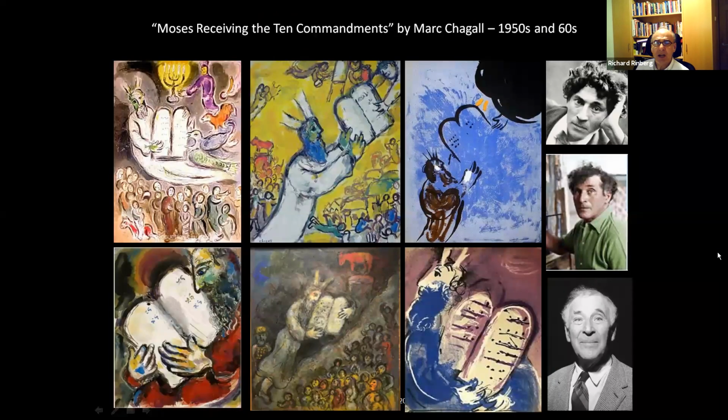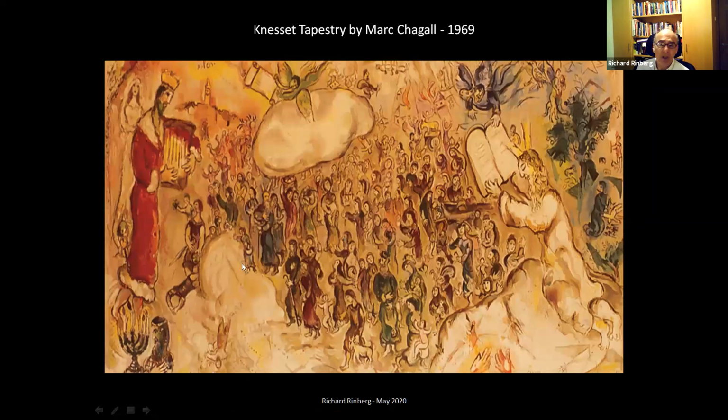And here's Chagall, again with the image of the Luchot again and again. And if you go to the Knesset, in fact, I saw this last night when they showed some pictures from the Knesset, there's a huge tapestry there from 1969 with Moshe receiving the Luchot, David HaMelech, lots going on. You can see the fires going on down here, and you can see the Egel HaZahav, the golden calf.